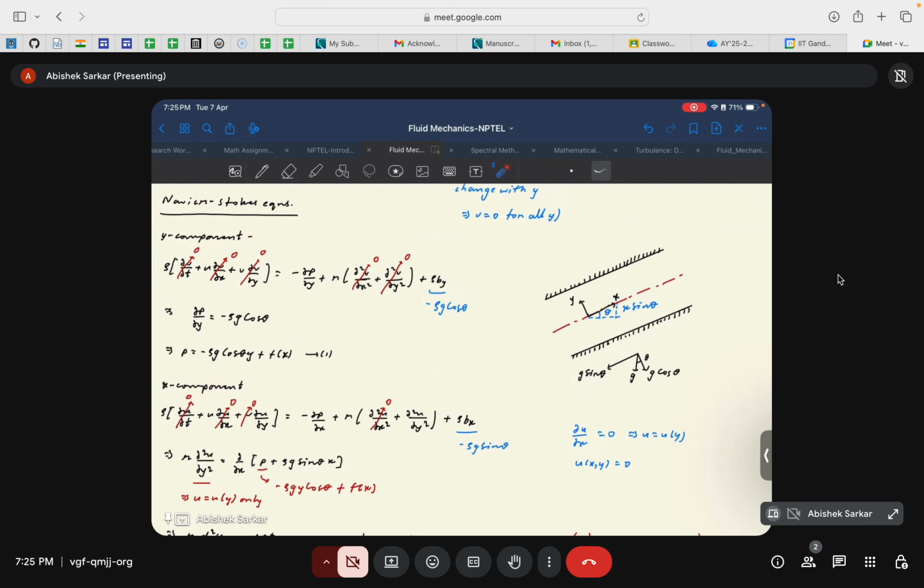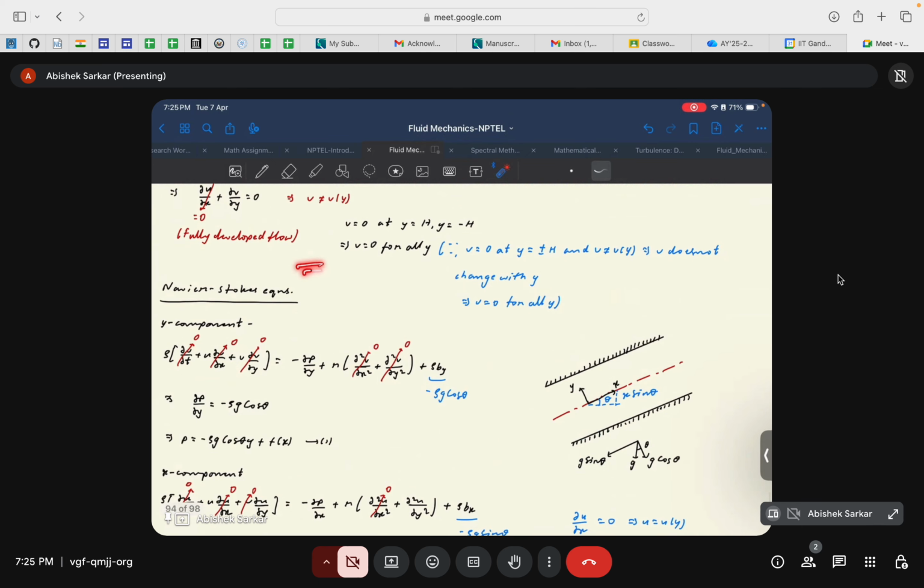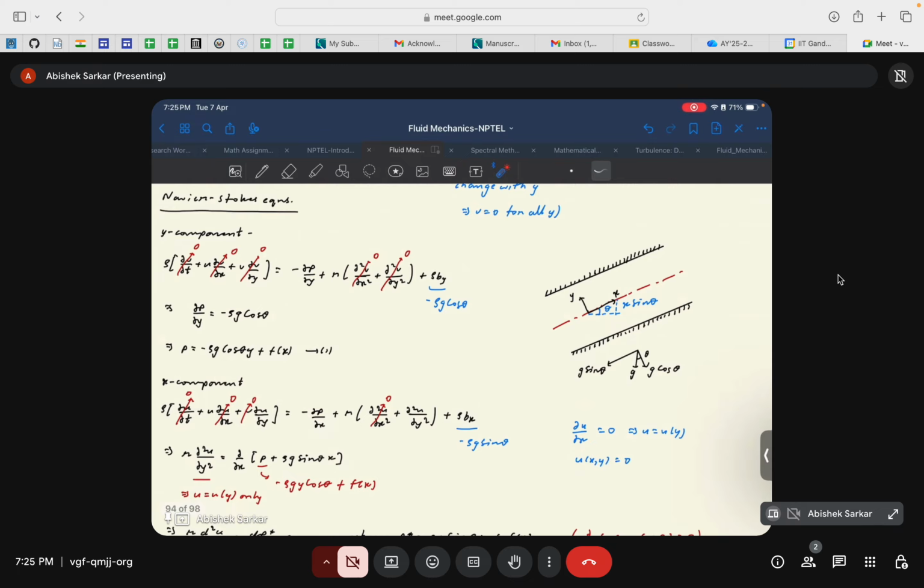So for the y momentum equation, mainly because the v velocity component is equal to 0, that we got from this assumption, most of the terms in the y momentum equation will be equal to 0.